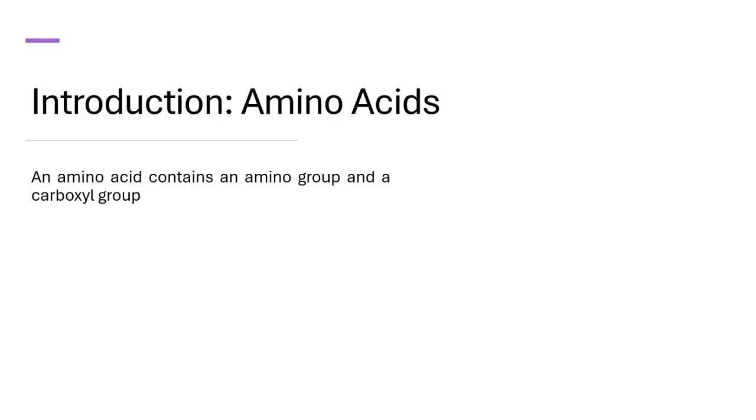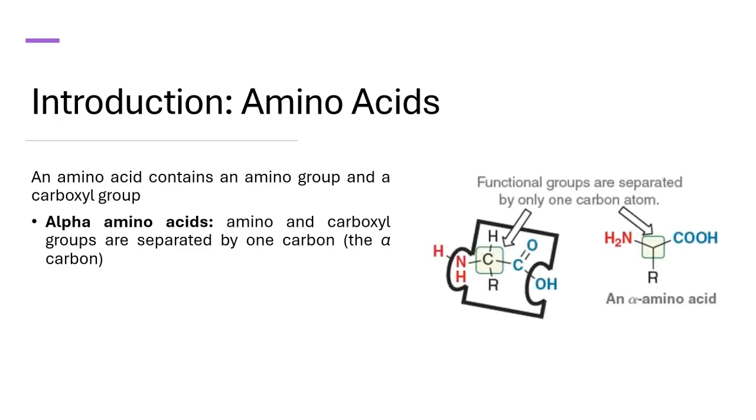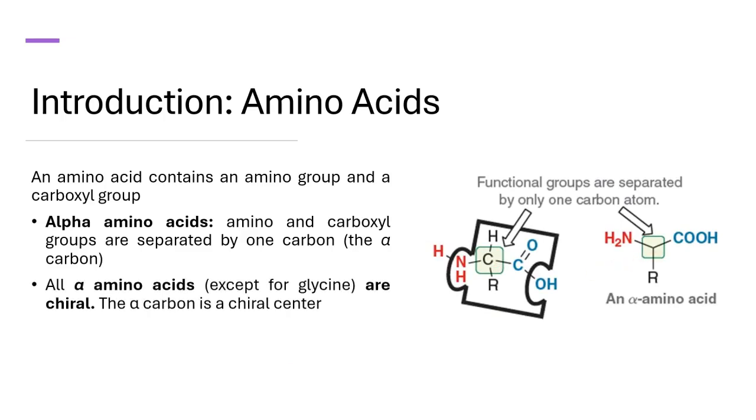Introduction: amino acids. An amino acid contains an amino group and a carboxyl group. Alpha amino acids contain an amino and carboxyl group that are separated by one carbon, the alpha carbon. All alpha amino acids, except for glycine, are chiral. The alpha carbon is the chiral center.